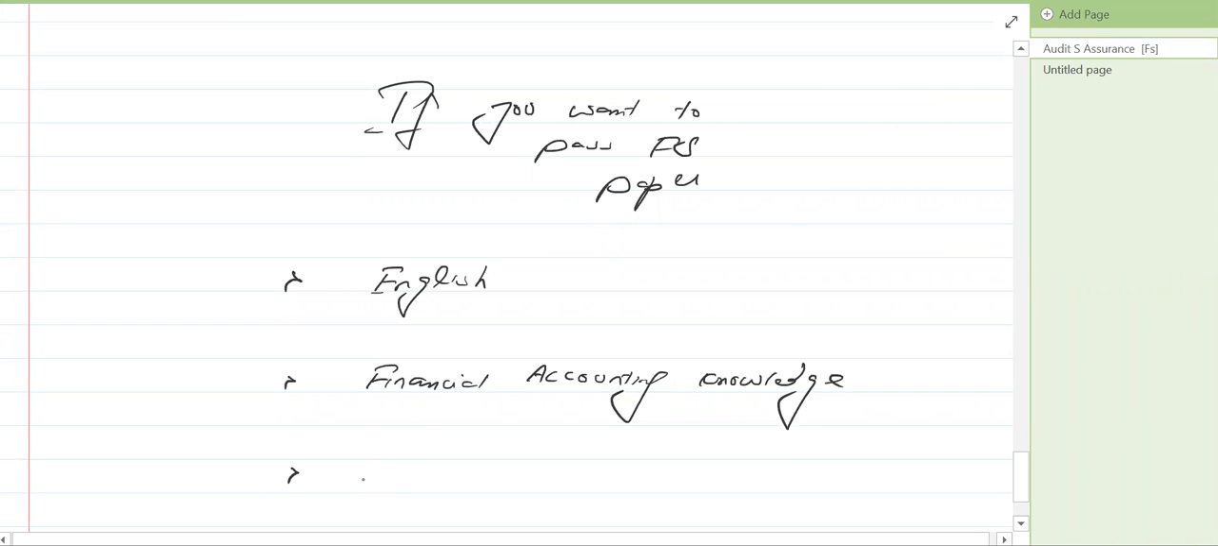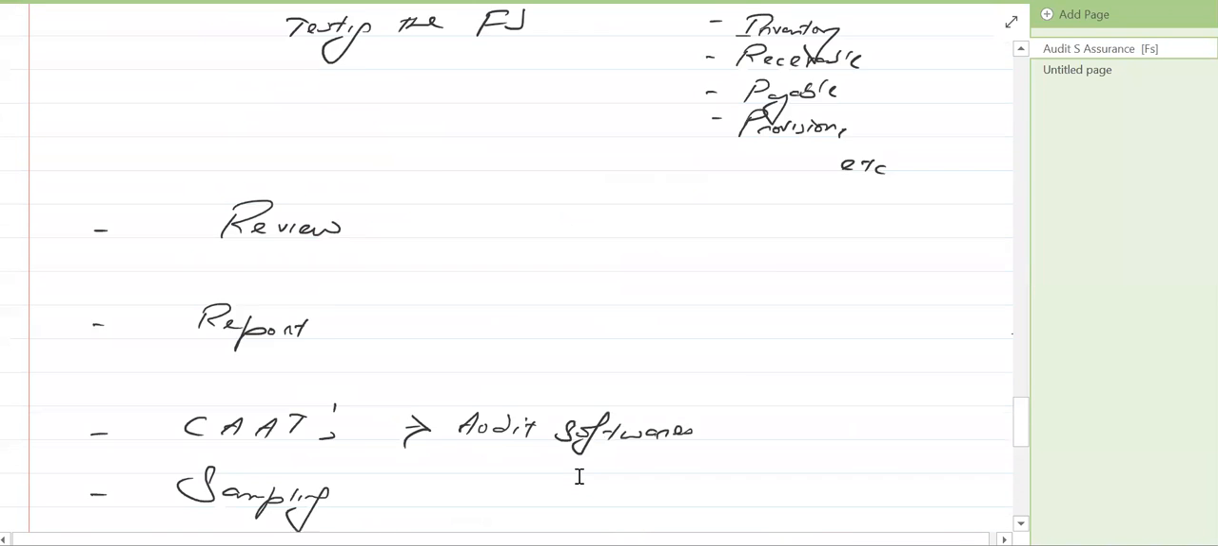And the third thing is common sense, because in the F8 exam, there will be many areas which actually depend on your conceptual understanding rather than the knowledge you have crammed. So this is what we'll be discussing in the F8 exam.